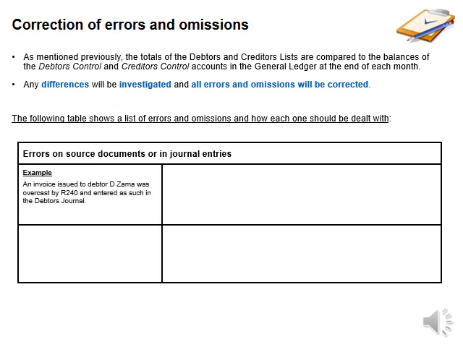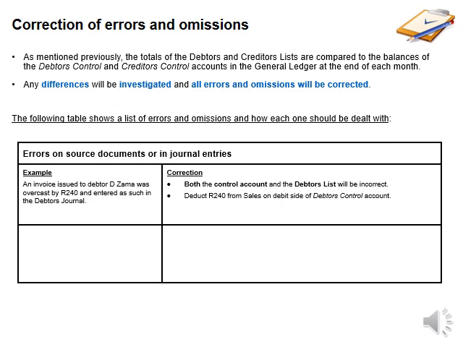An invoice issued to debtor D. Zama was overcast by 240 and entered as such in the debtors journal. So the amount on the invoice is incorrect and is subsequently recorded in the journal incorrectly and will therefore be posted to both the control account and the debtors ledger incorrectly. That means both need to be fixed. So in the correction, both the control account and the debtors list will be incorrect.